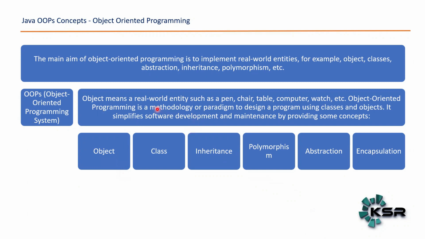For example, when we talk about an object, it means a real world entity. It could be a pen, chair, table, or you take your employee. An employee object will have employee ID, employee name, employee salary, address, personal details, and everything. So that is called an object.